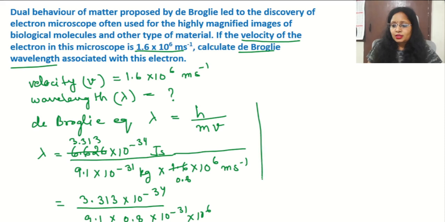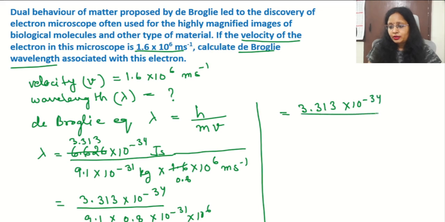Now let's come to the next part. Here 3.313 into 10 to the power minus 34 is already given, there is no change. Here 9.1 multiplied by 0.8, the answer will be 7.28 into 10 to the power minus 31, which is already there, and 10 to the power 6, same as we wrote. Now we need to divide 3.313 by 7.28. It seems difficult, so let's make it easy.